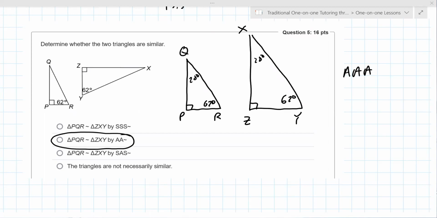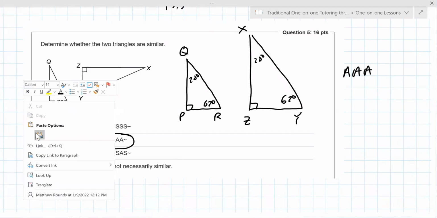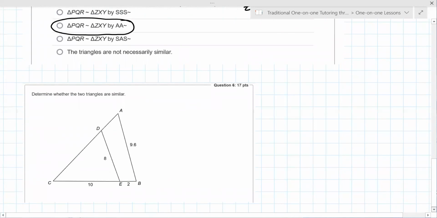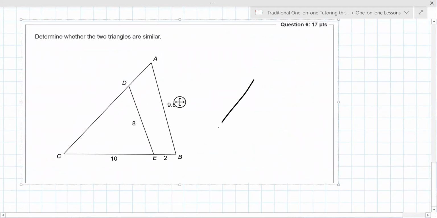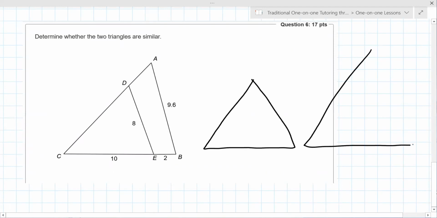All right. So let me snip this question in. Again, there's two triangles here, and one of the challenges with this class is you have to be able to separate the two triangles. This is CDE and 8. And then this is CAB, 9.6. What's the length down here?